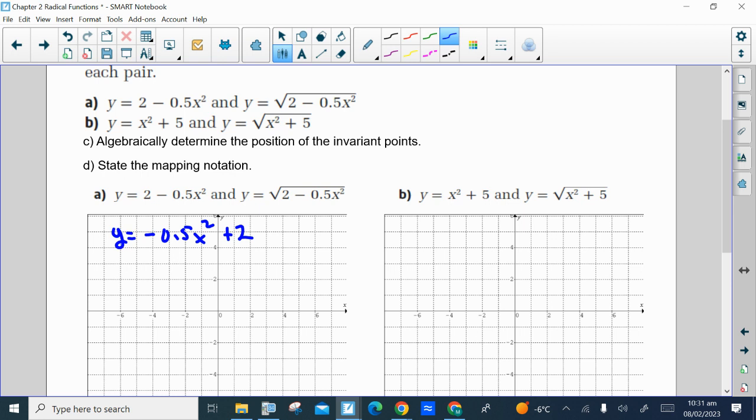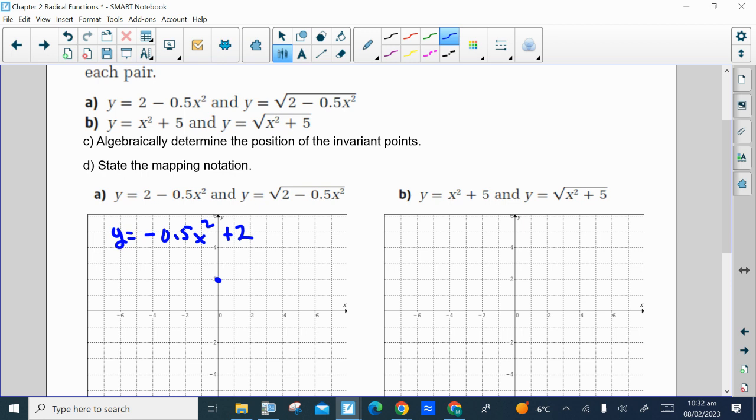So it's going to be reflected over the x-axis, and also it will be vertically stretched by a factor of 1/2 about the x-axis. Also, it'll be shifted up 2 units. So instead of having a vertex at 0, 0, it'll have a vertex at 0, 2. And the graph will open downwards.